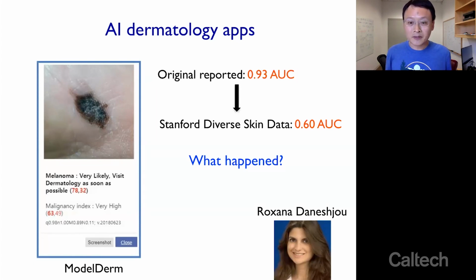So we collected a new data set here at Stanford that we're calling the Stanford Diverse Skin Data Set. And we just simply run these algorithms, several of them, off the shelf on our new data set. And the performance of these algorithms just completely cratered. In this case, it dropped from 0.93 to 0.6. That was actually quite surprising to us because these were quite popular state-of-the-art models.